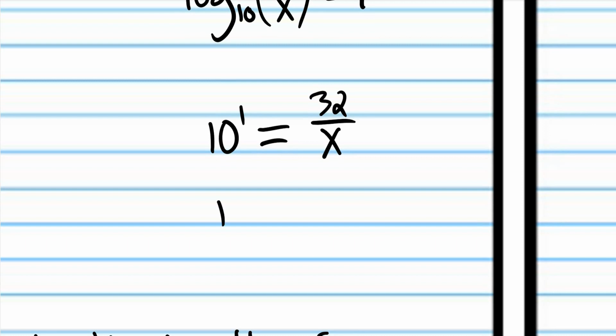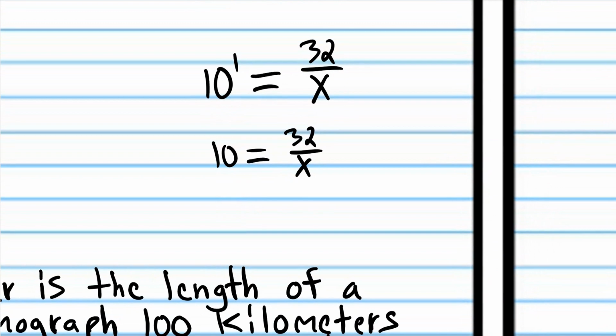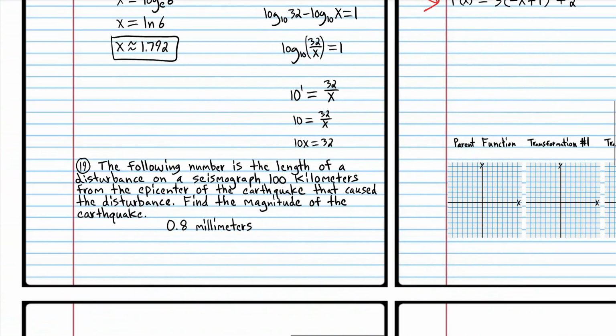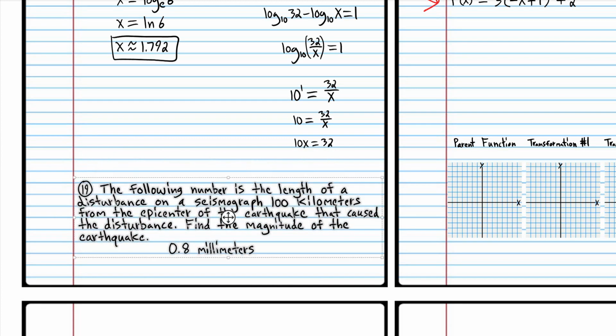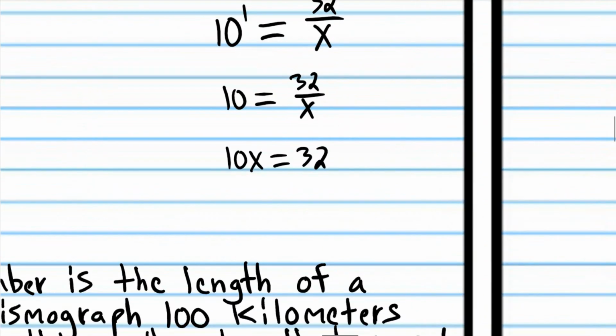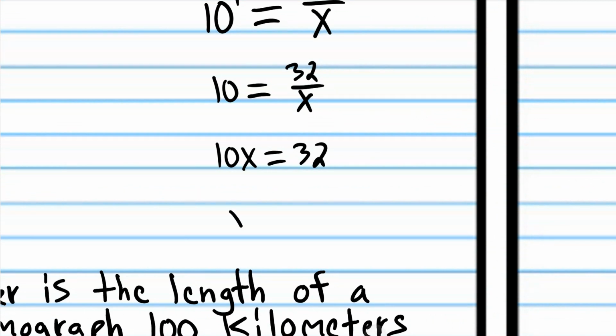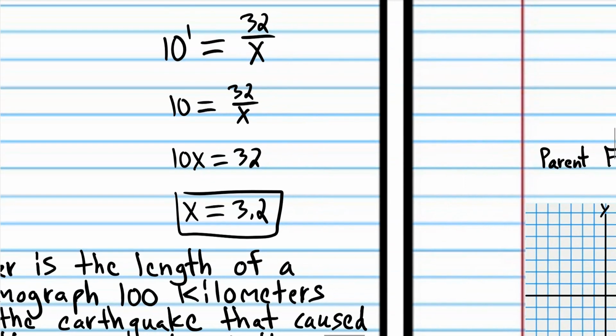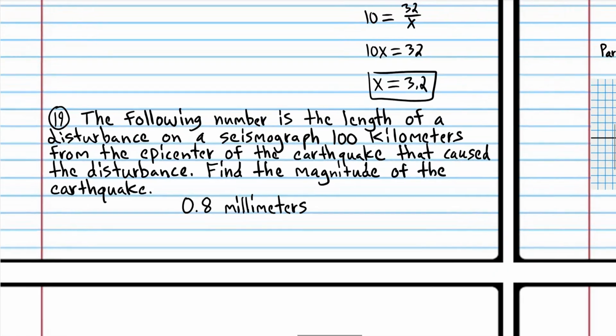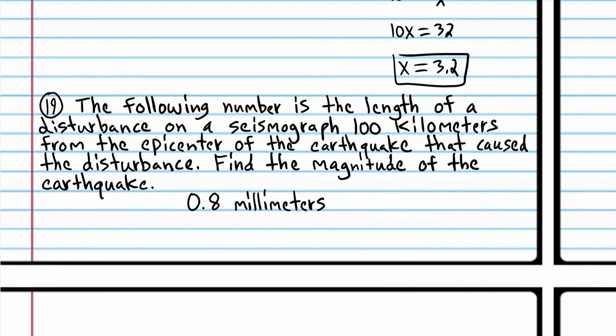So 10 to the first power is just 10. Multiply both sides by x, and we get 10x is equal to 32. Divide both sides by 10, and we get x is equal to 3.2. So if we got that one right, good. Okay, try number 19, and when you come back, we'll do it together.